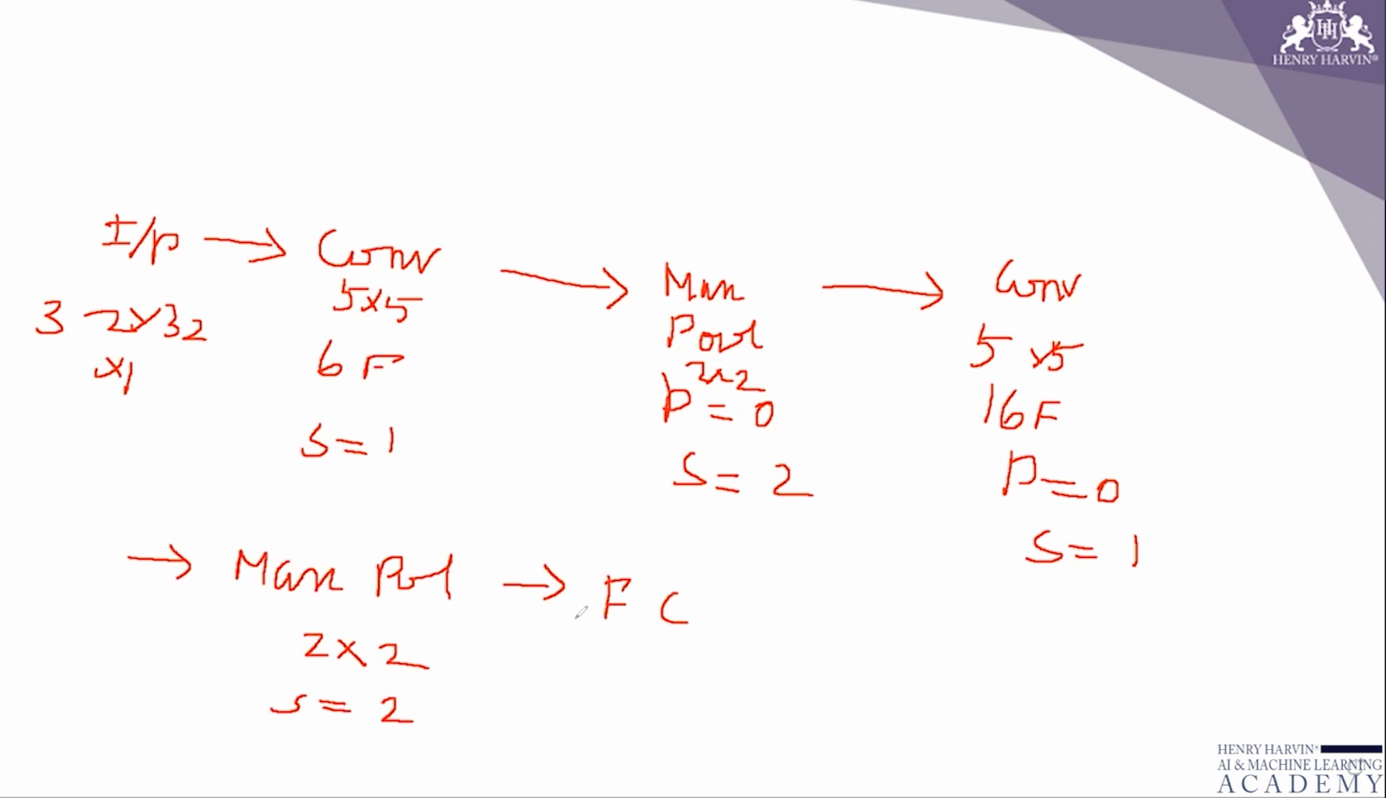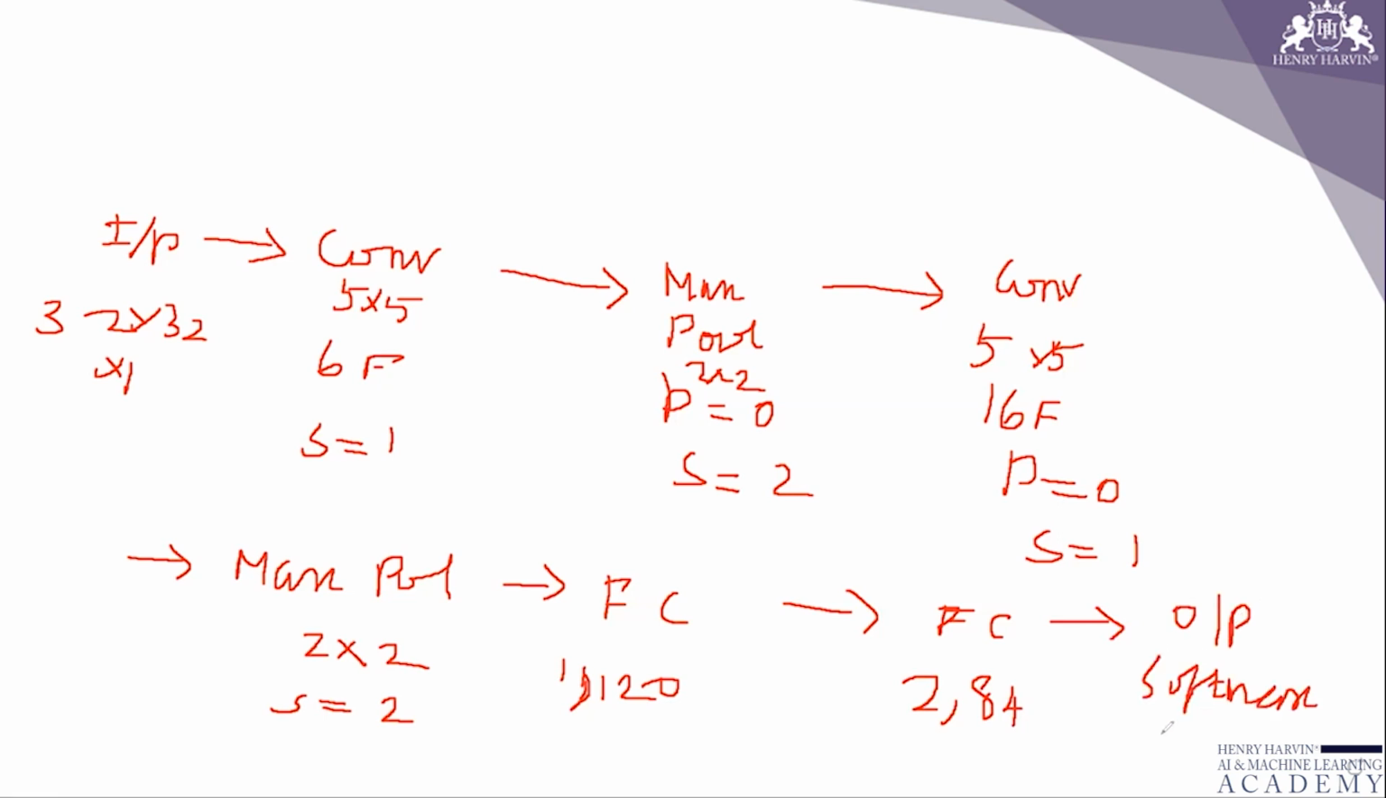Then we have a fully connected layer, and I'll explain everything in detail, so don't worry about it. This is going to be 1, 120. Again, we have a fully connected layer, so this is going to be again 2, 84. And then we have the output, which is nothing but softmax. Here it is 10. So let us study this in detail.